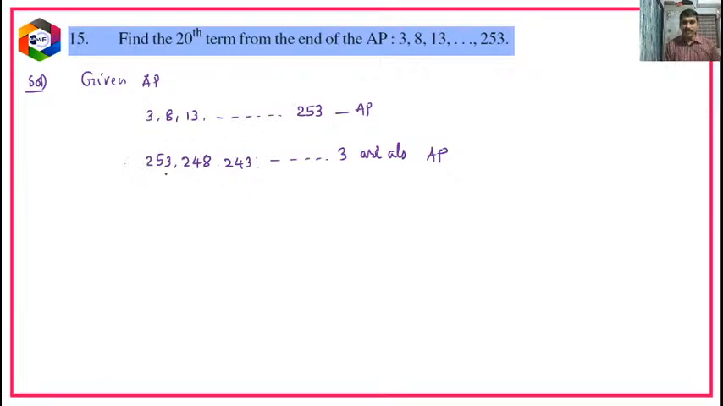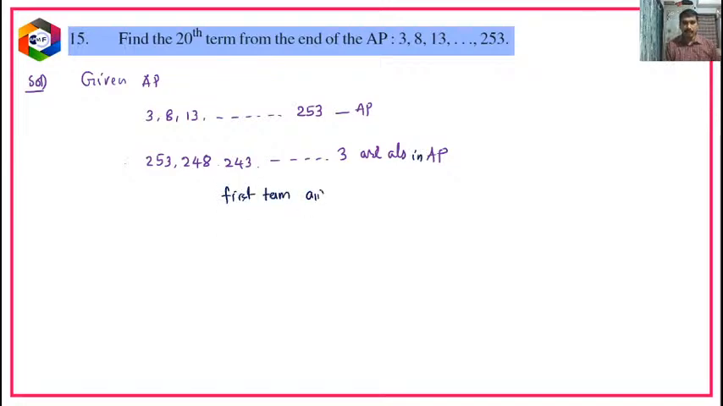When we write from the back, the 20th term from the end in the first progression means the 20th term from the beginning in the second progression, and that becomes easy for us to calculate. So now these are also in AP. Now here, what is the first term?